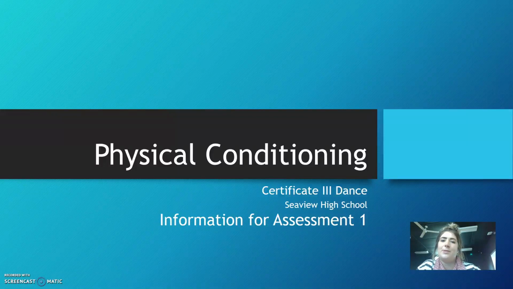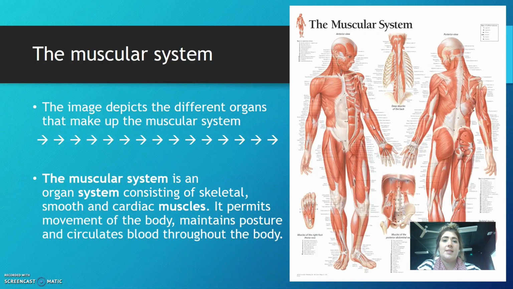We're looking at physical conditioning today and all of the information that you need to complete Assessment 1. First thing we're going to look at is the muscular system. So as depicted in the image on the right, the muscular system is an organ system that consists of skeletal, smooth and cardiac muscles. So all of these muscles allow you to maintain your posture, permit movement and hold yourself upright.